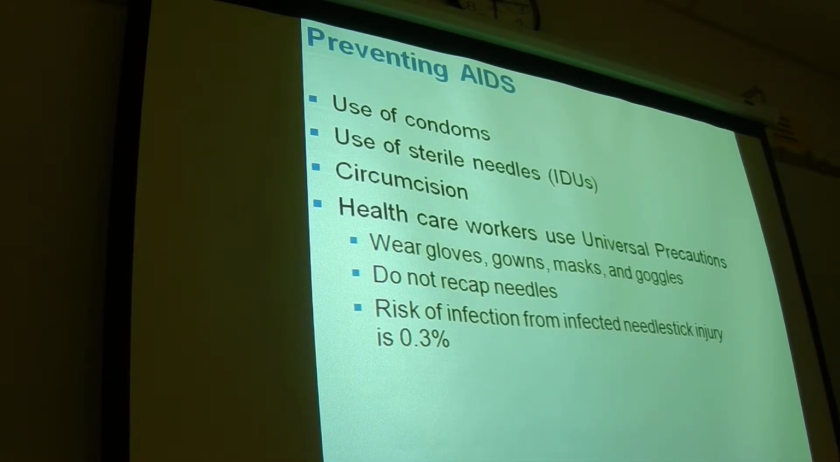So preventing transmission of HIV or AIDS, obviously the use of condoms, sterile needles, these are all common sense things that now, because it's been beat into our head a little bit, this wasn't always things that people took for granted only maybe 30 years ago. Circumcision, there's actually some studies to show that circumcising males helps to prevent the transmission of HIV. Healthcare workers using universal precautions, so anybody that's working with blood, wearing gloves, gowns, masks, goggles, not recapping needles, so preventing a healthcare worker from sticking themselves with a needle.